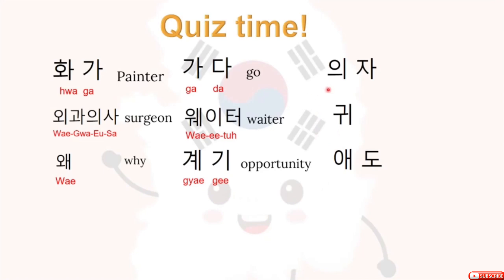Next one. 의자. 의자. And this is chair. Next one. 귀. 귀. Okay, it means ear. And the final one, 애도. 애도. And it means condolence. Okay.